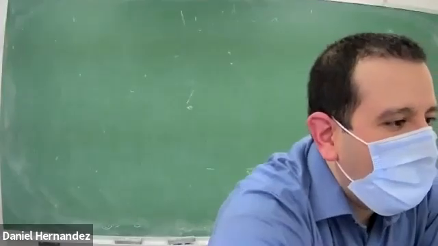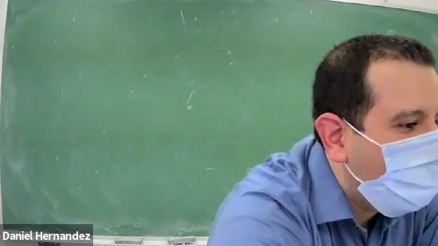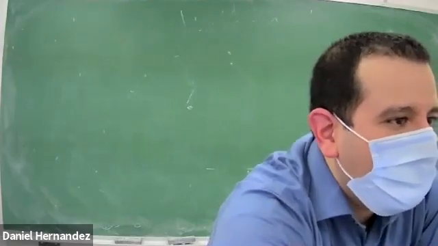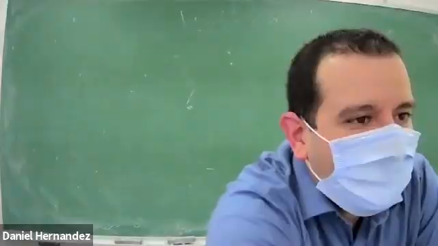So what would be one common form of arrhythmia that we know of? Or one of the most common forms of a heart arrhythmia? AFib. Good.